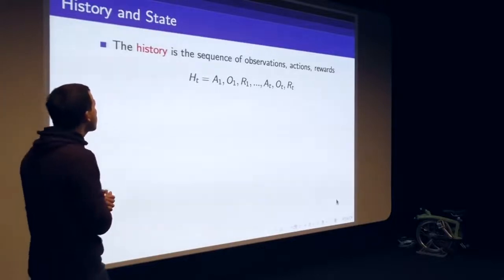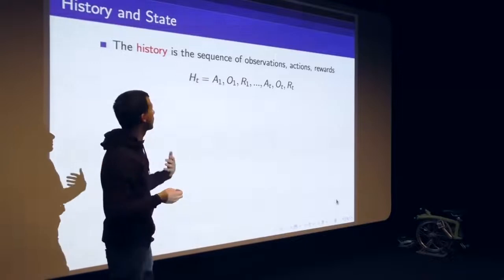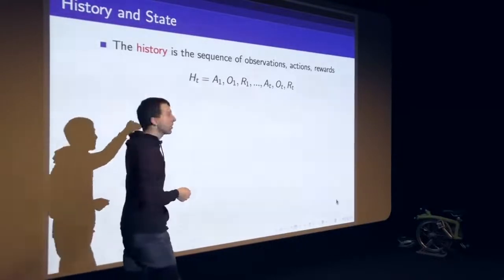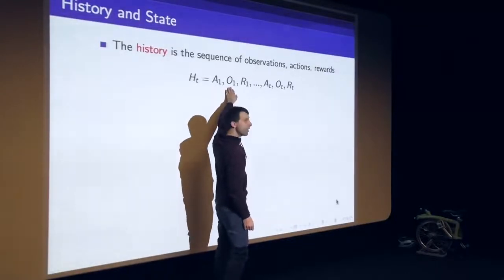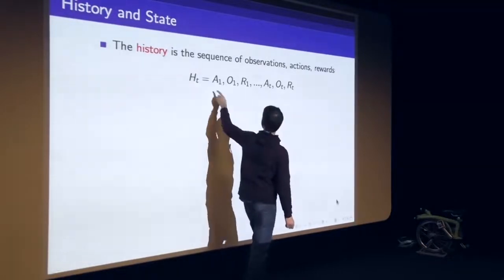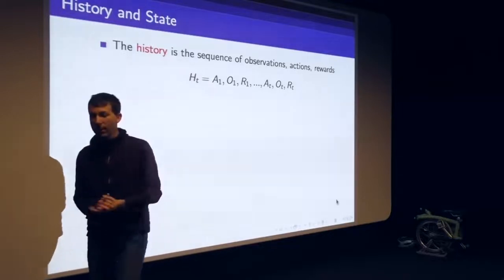Okay. So this stream of experience that comes in, this sequence of observations, actions, rewards, we call it the history. So the history is what the agent has seen so far. At each step it takes its action, sees an observation, sees a reward, all the way up to the current time step t. And the history, h_t, is basically the sequence of everything it's seen so far.